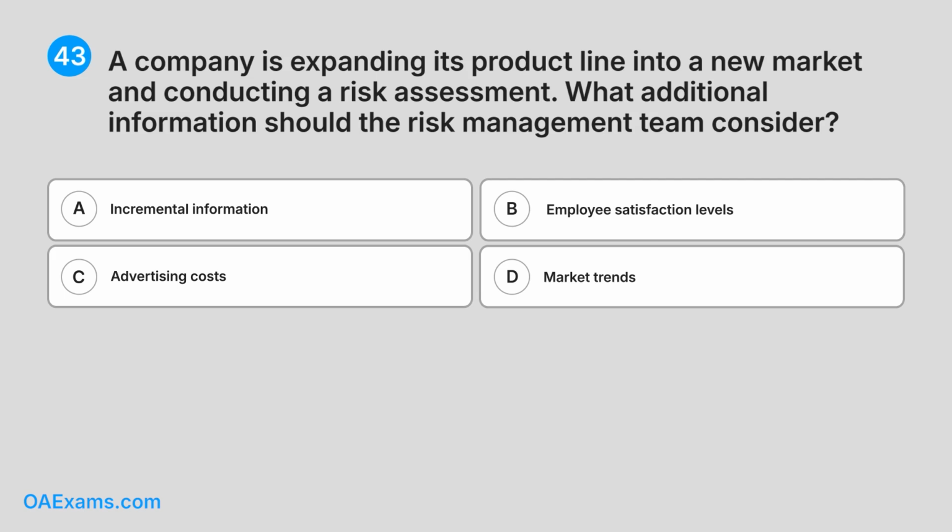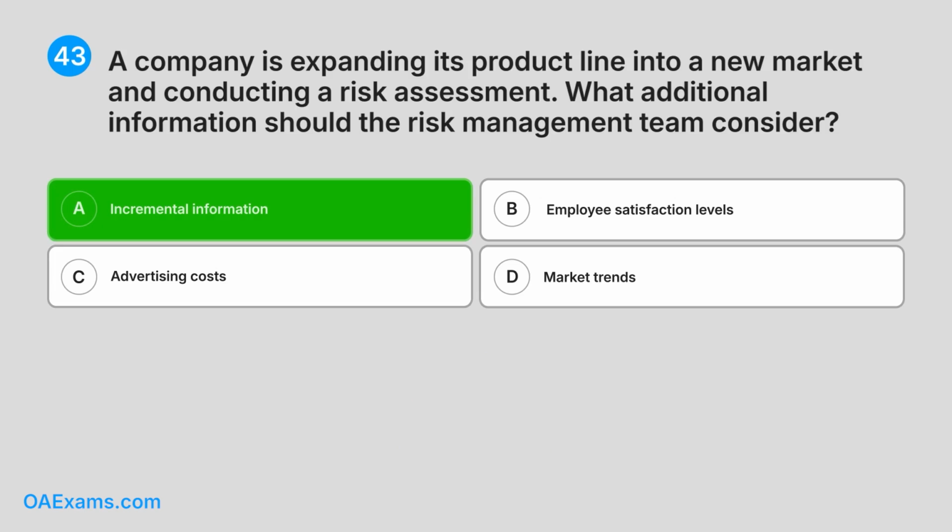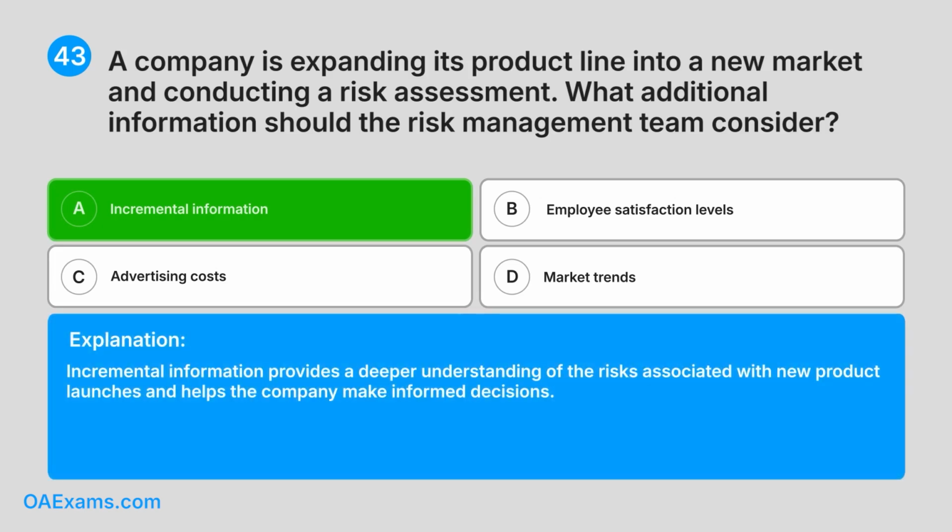A. Incremental information. B. Employee satisfaction levels. C. Advertising costs. D. Market trends. What do you think is the answer? Correct answer. A. Incremental information. Explanation. Incremental information provides a deeper understanding of the risks associated with new product launches and helps the company make informed decisions.